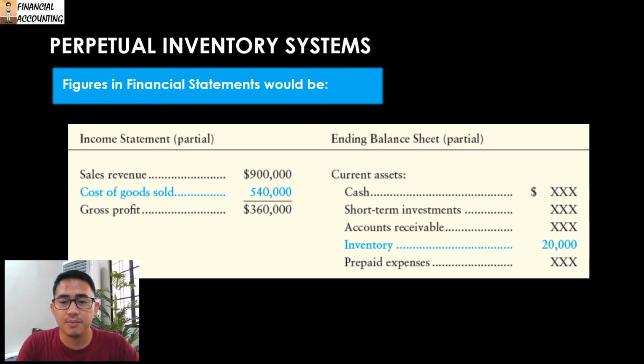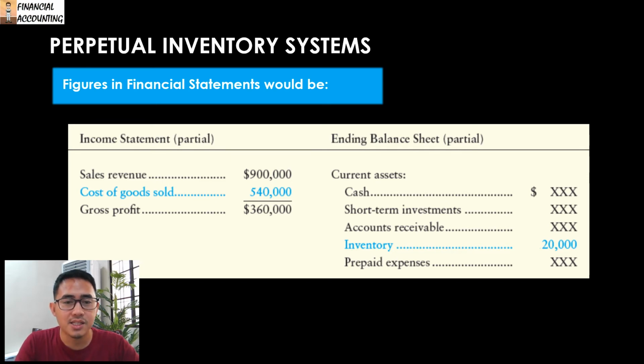Okay, in the financial statements, you should see it like this. Those are what happened in your business for the specific period. In your income statement, sales revenue is 900,000. Of course, your sales revenue should be higher than cost because you have to put a markup on your goods. You cannot do business when you will just lose. So cost of goods sold is 540,000 and your gross profit is 360,000.